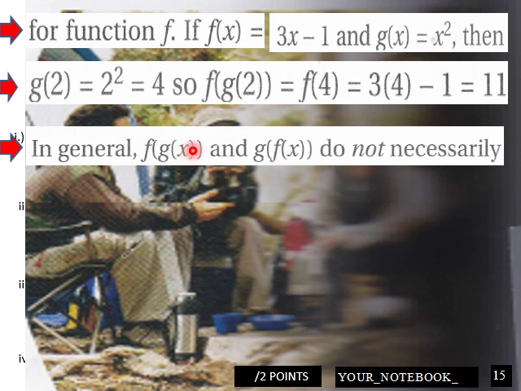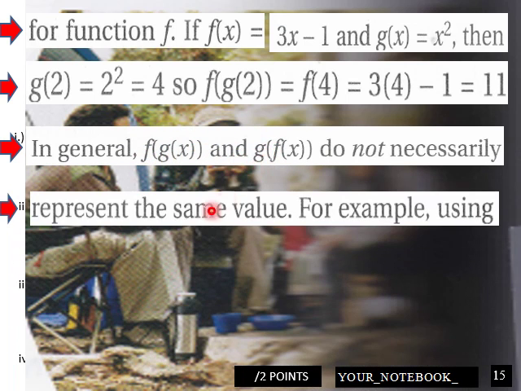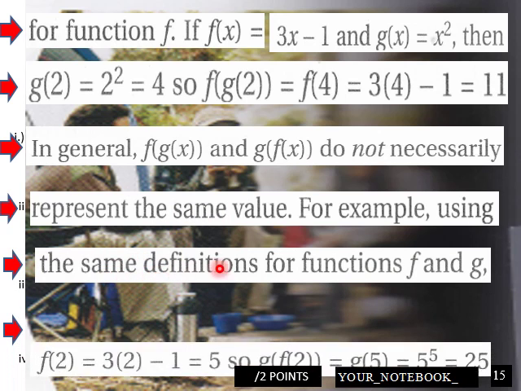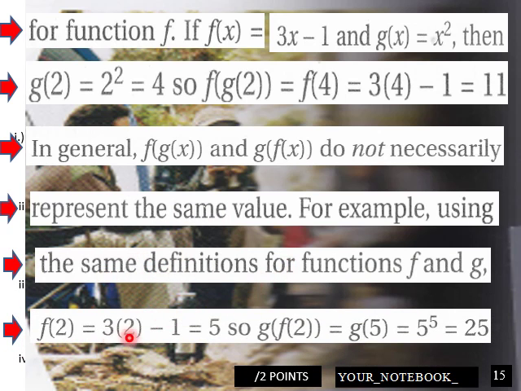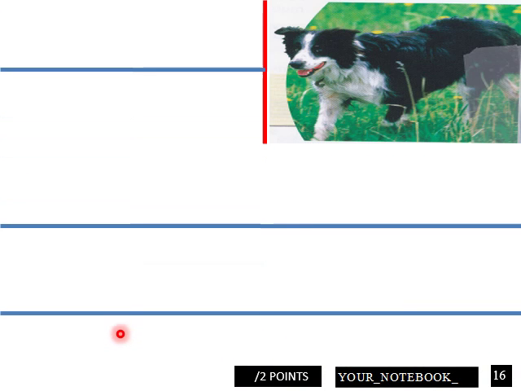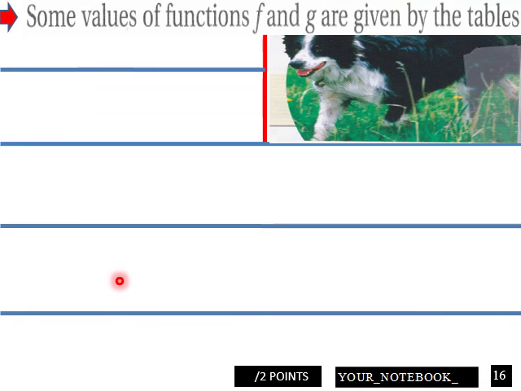In general, f of g of x and g of f of x do not necessarily represent the same value. For example, using the same definitions for functions f and g, if you were to do this over again, you would get 25 here. Those would be called inverses of each other only if they matched, and that doesn't necessarily happen all the time.